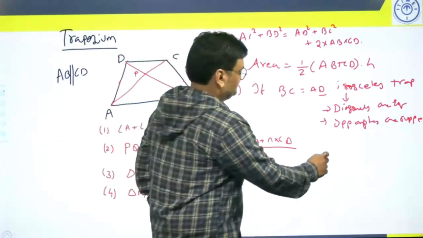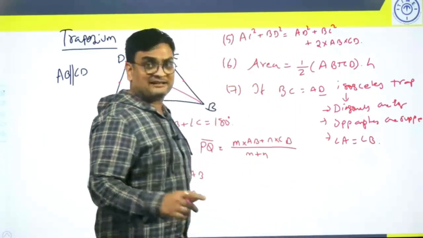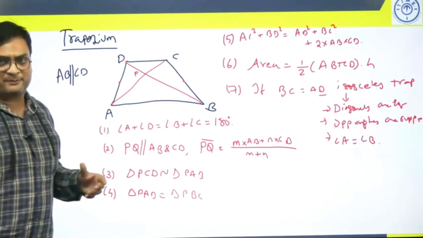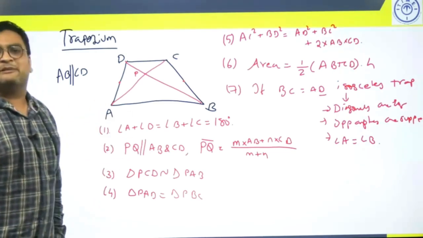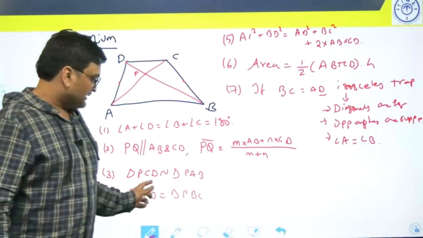Base angles are equal. Just like your isosceles triangle, here also base angles will become equal. So these are some of the properties that I suggest we make a note of, right, from the trapezium part. I am clearing this.